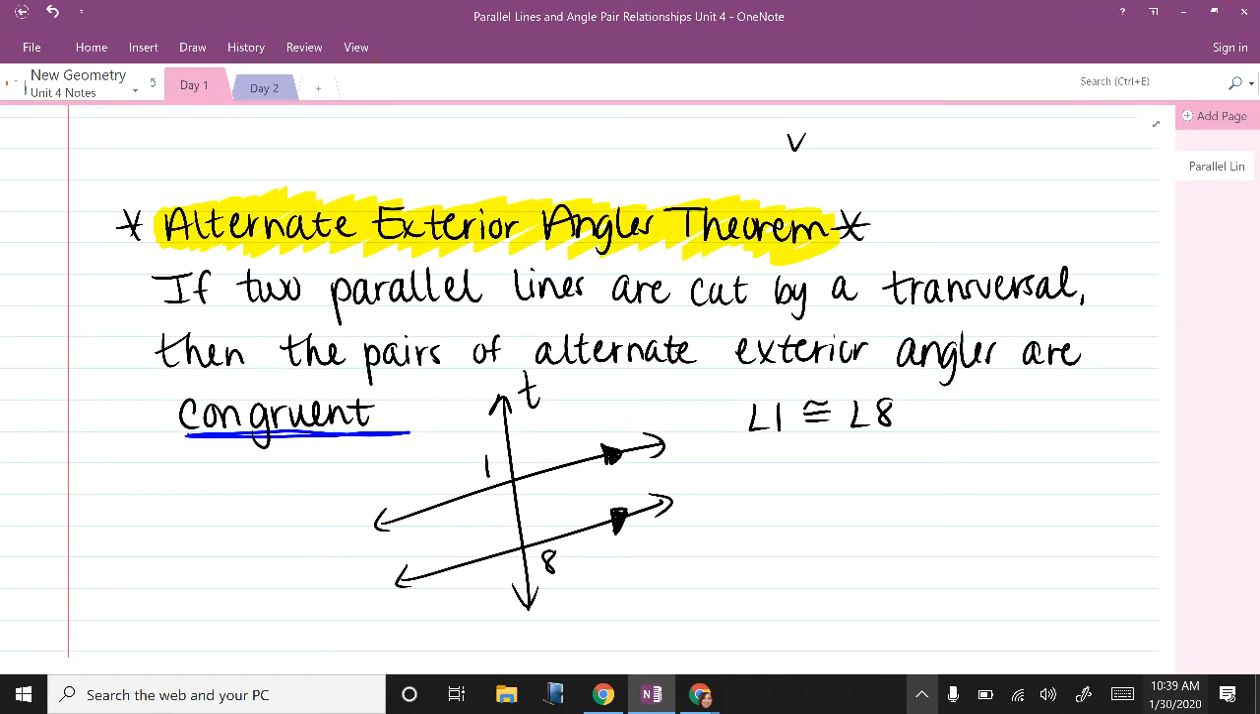Alternate exterior angles. Is that the next one? It says theorem 3.2, alternate exterior angles. If two parallel lines are cut by a transversal, then the pairs of alternate exterior angles are what? Congruent. So corresponding angles are congruent. Alternate interior angles are congruent. Alternate exterior angles are congruent. That's 3 out of our 4 relationships, right?